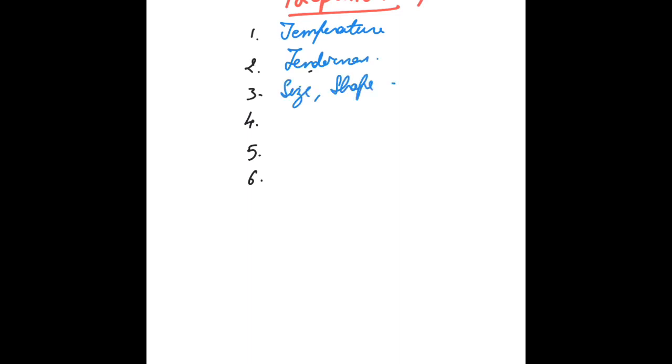In palpation, we have to consider 15 points. The first 6 will be common for every swelling. And those are, first of all, temperature, tenderness, size, shape and extent, the surface of the swelling, the edge and the consistency.